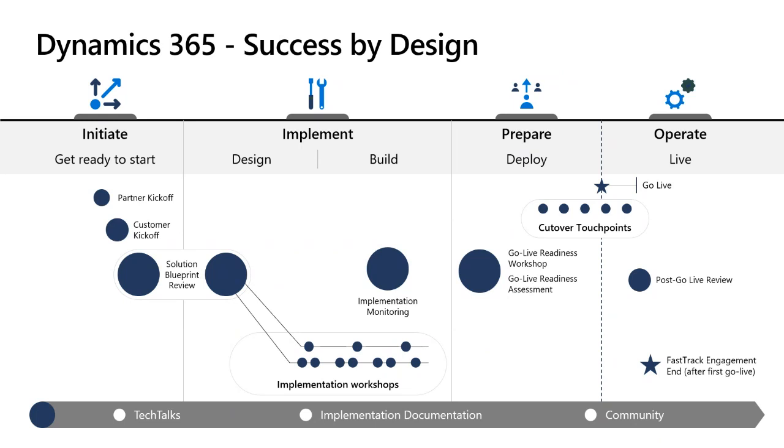And after you've gone live, this is when we consider you to be in the operate phase, and your business is running in the new implementation, it's stable, it's successful. And this is where the Fast Track engagement will be graduated and concluded, and we will disengage.